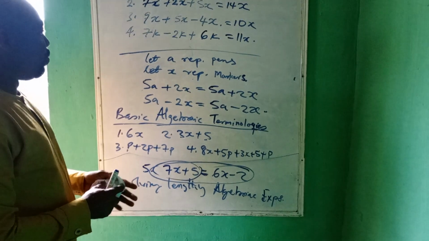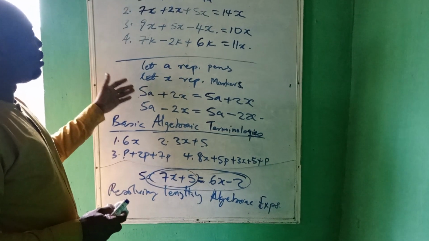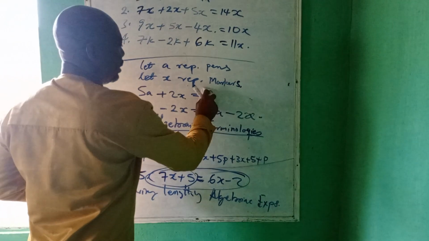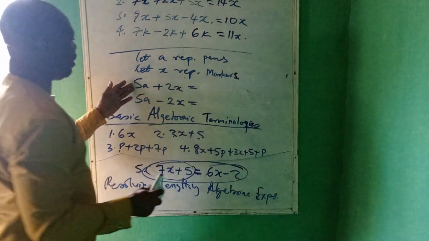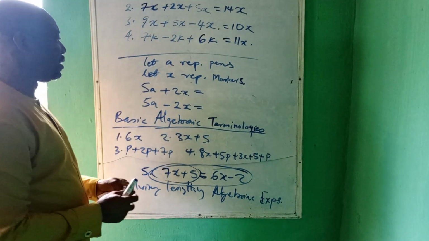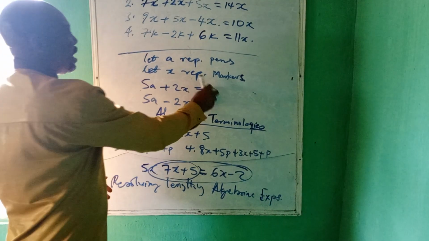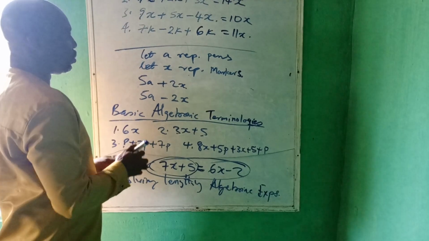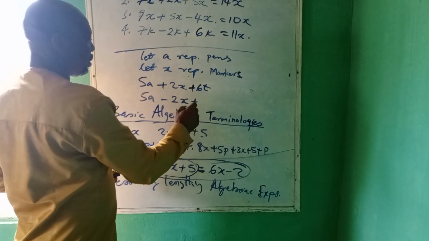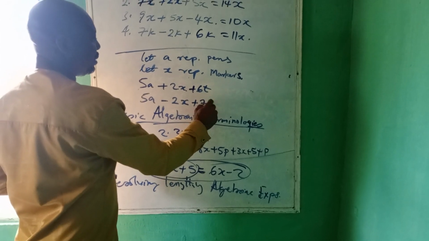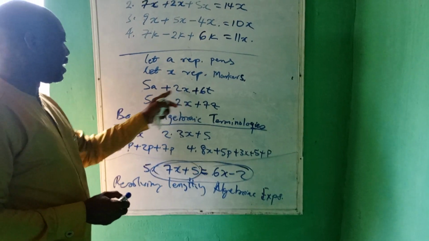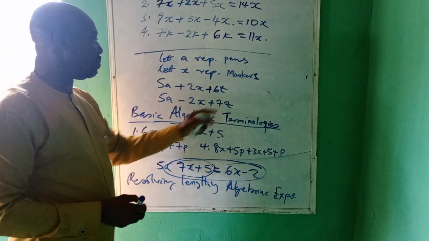So if we go back to these irresolvable expressions, now find out that these are the expressions that we are given: 5a plus 2x, 5a minus 2x. So it can continue, plus 6y plus 7z, provided you have different terms here. The terms are not the same.